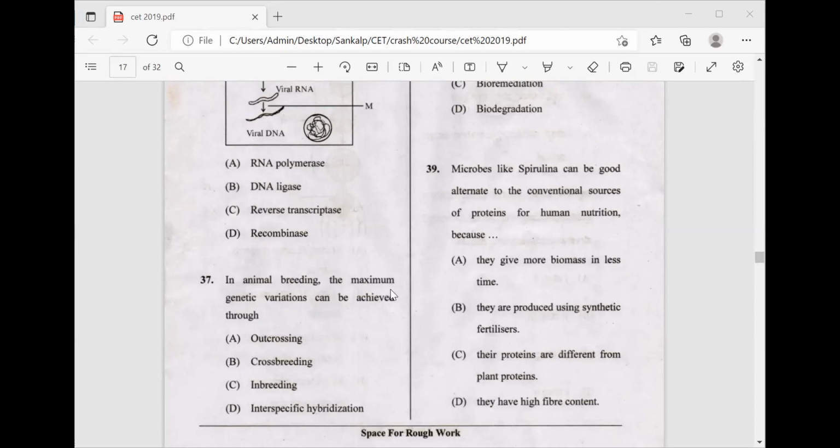Navya answered option A. Janvi answered option A. Kirtana, Vani, Janvi, Navya, Bhairesh, and Tasmiya, all of you answered option A. So the right answer of the 39th question is option D. They have high fiber content.